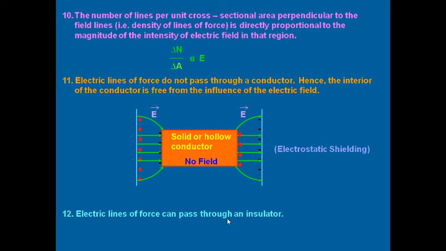Electric lines of force can pass through an insulator. Okay, they do not pass through a conductor, but they can pass through an insulator. Then next we come to the topic: what is an electric dipole?